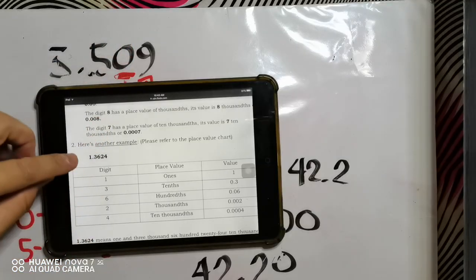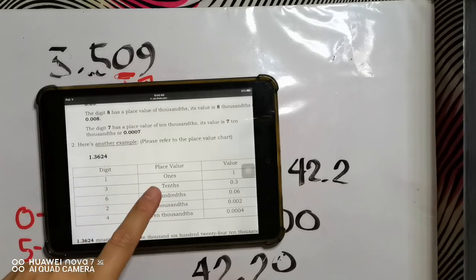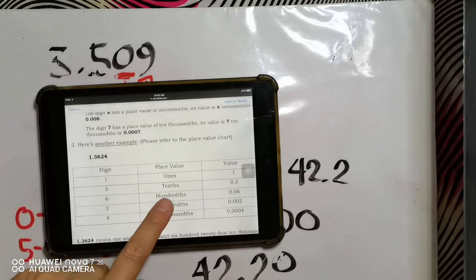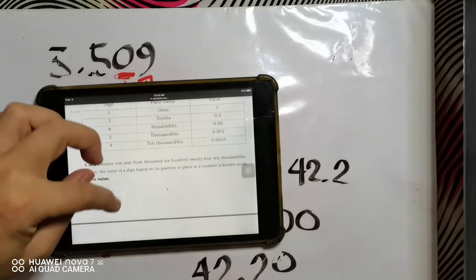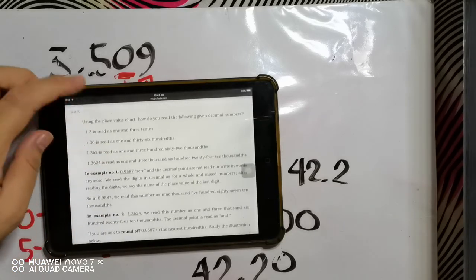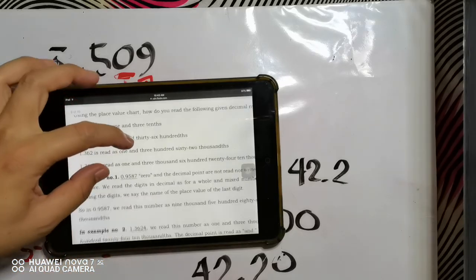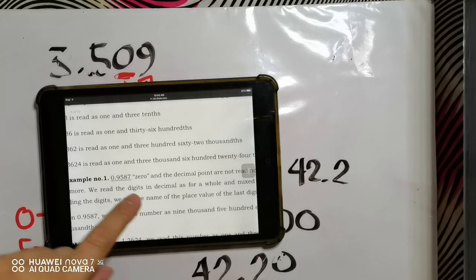Okay? The 1 is in the ones place. The 3 is in the tenths place. Notice here that the first number, the ones, has no th because it is in the whole number. Followed by tens, hundreds, thousands, and ten-thousandths. Okay? So, what else? Here, you can also say 0 and. You can read it as 0.